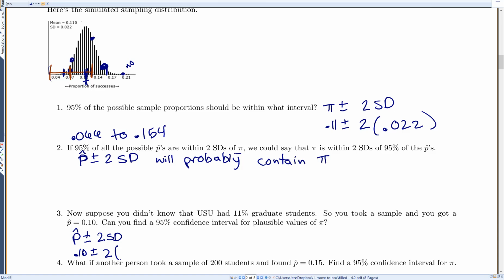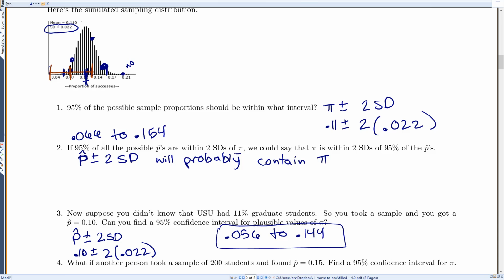So the standard deviation, let's use the one that we already calculated, and then we'll talk later about how we could find this. We'll use the one we already calculated, 0.022, just to save some time while we're still learning. So I'll do 0.10 minus 2 times 0.022. That gives me 0.0562, and then I'll add it instead, 0.144.